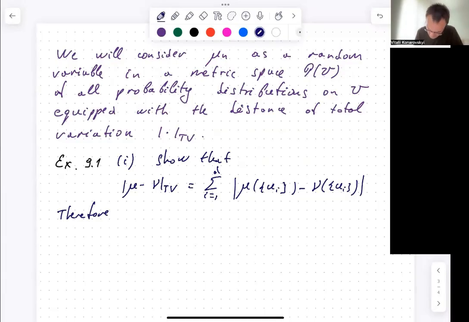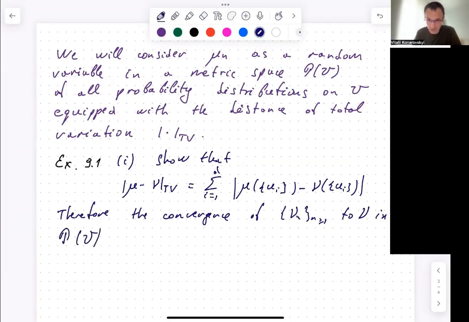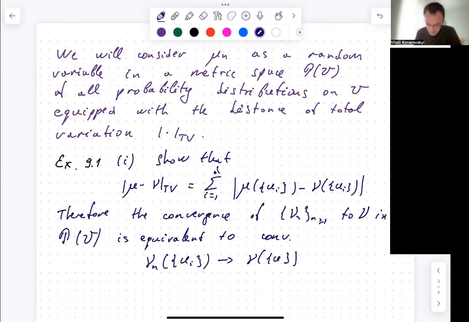And having this, therefore, the convergence of a sequence nu n of probability measures on U to nu in the space of all measures is equivalent to convergence of the mass of every point as n goes to infinity, and that is for every i.